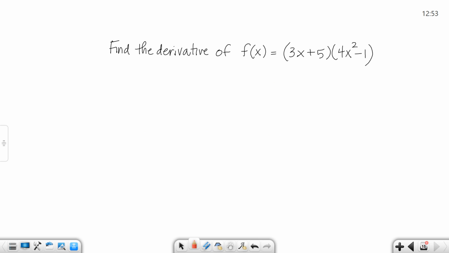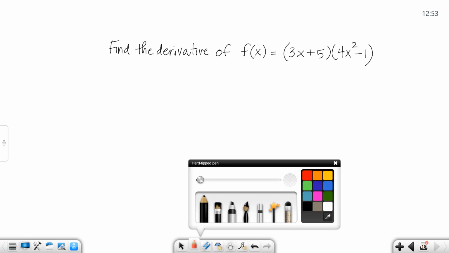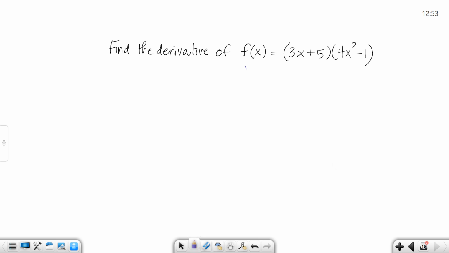Okay, also a little bit later on, you'll have something that looks like this, and in this case, you would use the product rule. We haven't gotten that yet, but you will eventually use it. But right now, you can just simplify it using algebra. This is just a matter of FOIL. So if I FOIL this out, I get 12x to the third minus 3x plus 20x squared minus 5. Let me double check that. 12x cubed minus 3x plus 20x squared minus 5. That looks great.